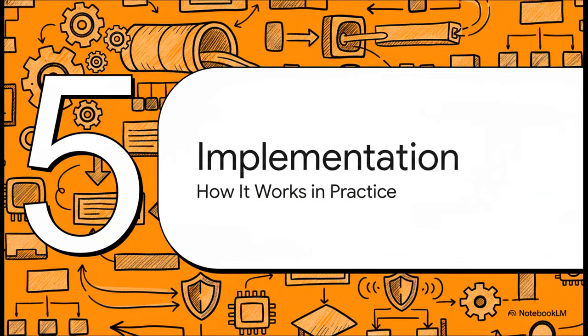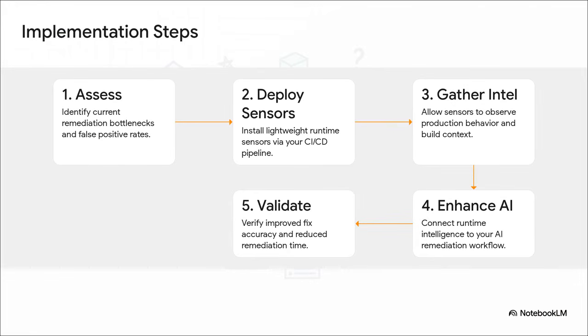So you might be wondering, okay, this sounds great, but is it hard to set up? Well, the implementation process is actually designed to be pretty lightweight and plug right into the workflows you already have. It starts with a quick assessment to see where your current bottlenecks are. Then you deploy these lightweight sensors, usually right through your existing CI/CD pipeline, so no code changes needed. You let those sensors just watch your application in production and build up that intelligence model. Then you connect that context to your AI remediation tool. The last step is just to validate the results and measure the huge improvements in fix accuracy and speed.